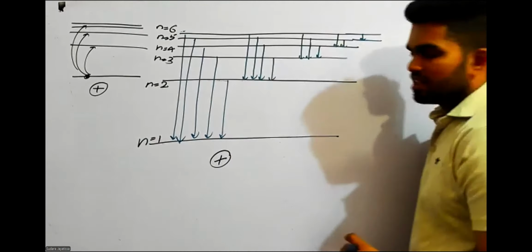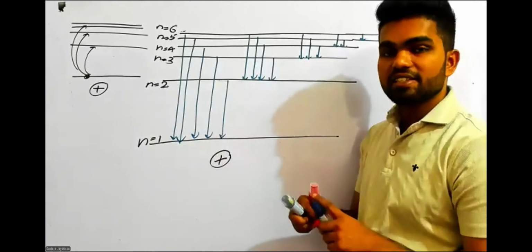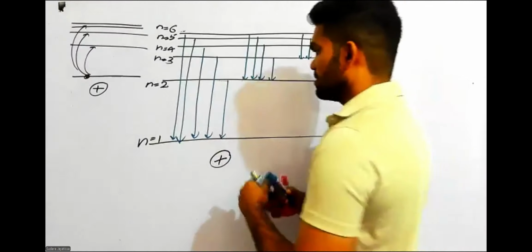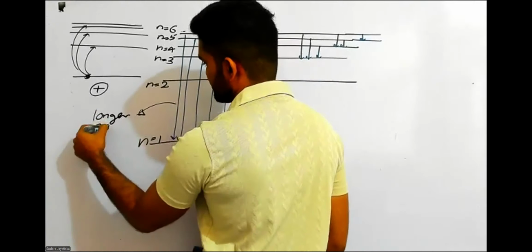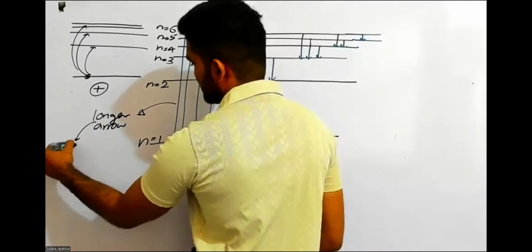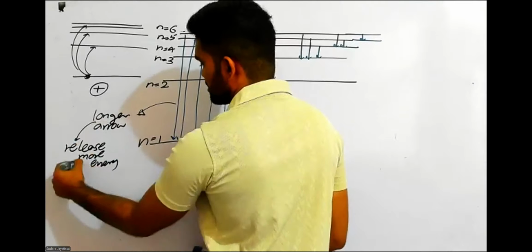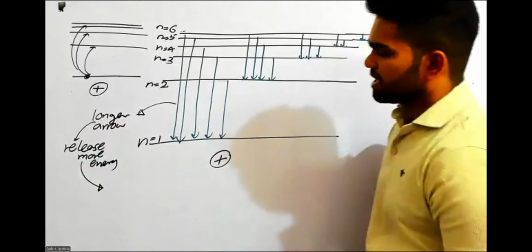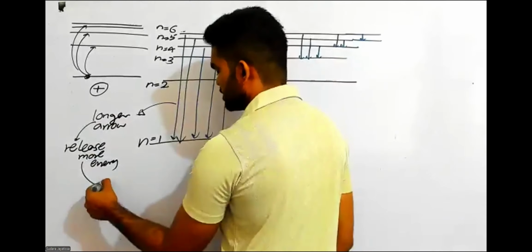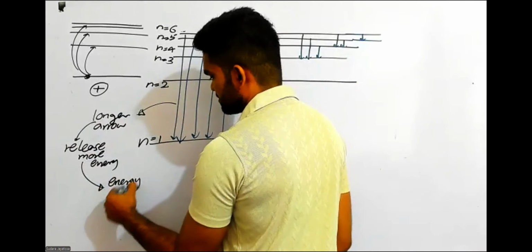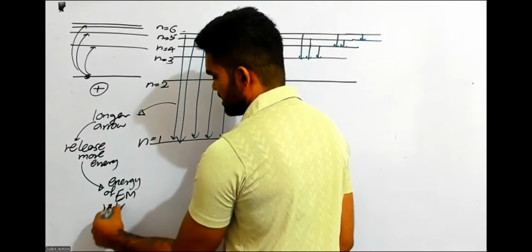You can see the longer the arrow I draw here in blue color, if it is longer, then that means it is releasing more energy. Okay, so you can understand that. Longer arrow means release more energy. So that means these are relevant for the electromagnetic radiations. Energy of the EM radiation is high.